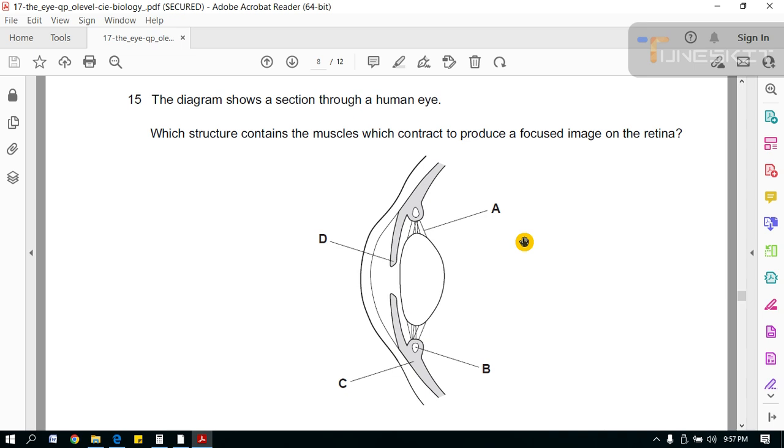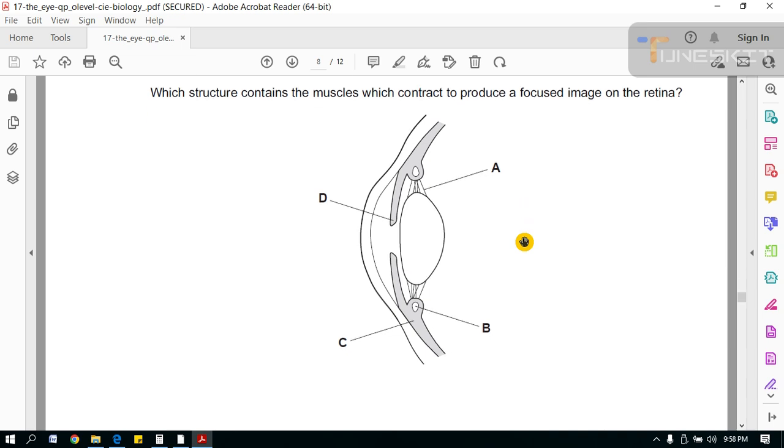which are close to you, and that will produce a focused image on the retina, right? When ciliary muscles contract, as a result the size of the lens will decrease. It will become more convex. When it becomes more convex, a more focused image will form on the retina, right? So option B is correct in this case.